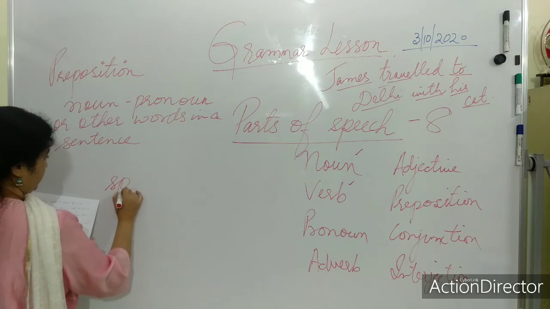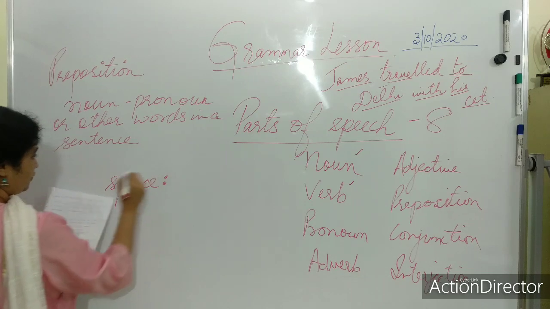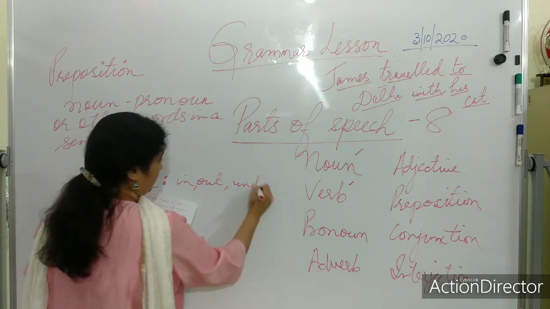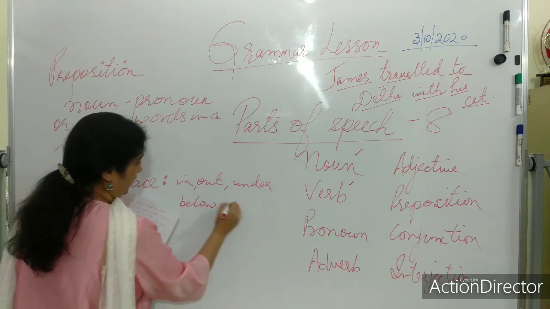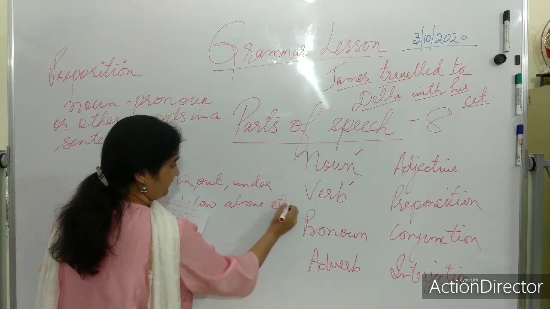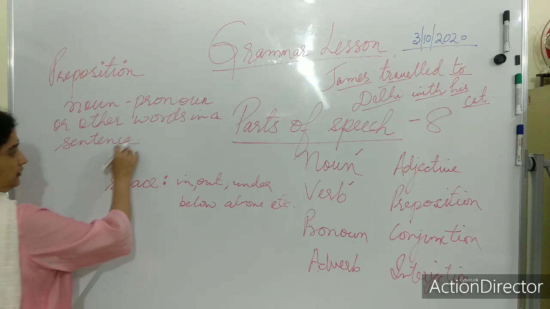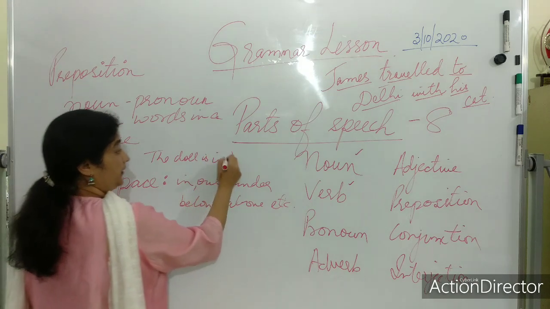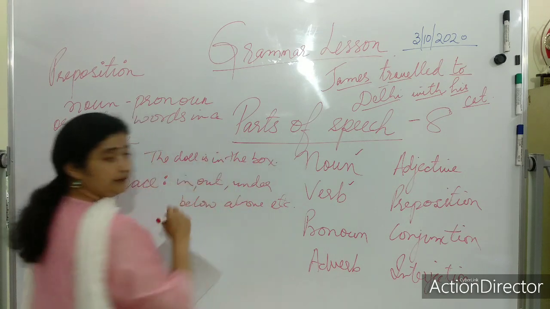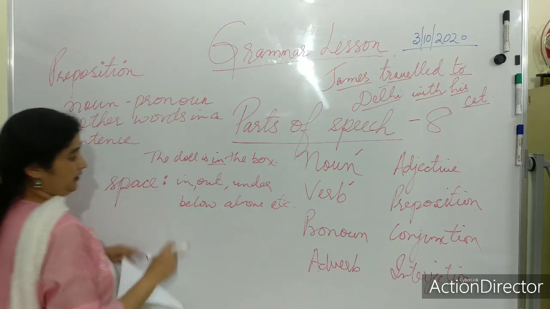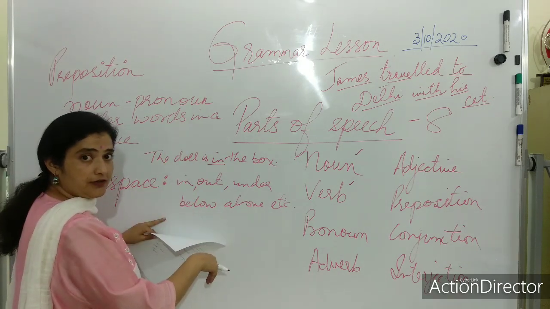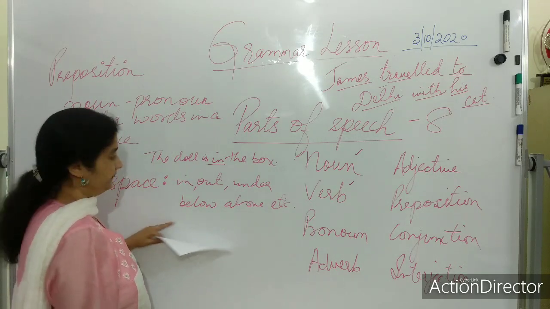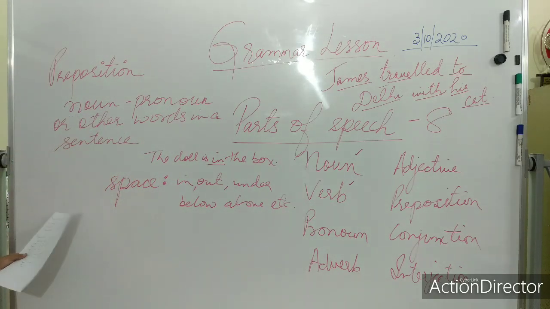First is space. We have prepositions of space like in, out, under, below, above, etc. Like the doll is in the box. The spider is on the box, right? The box is under the table. These are your prepositions of space.